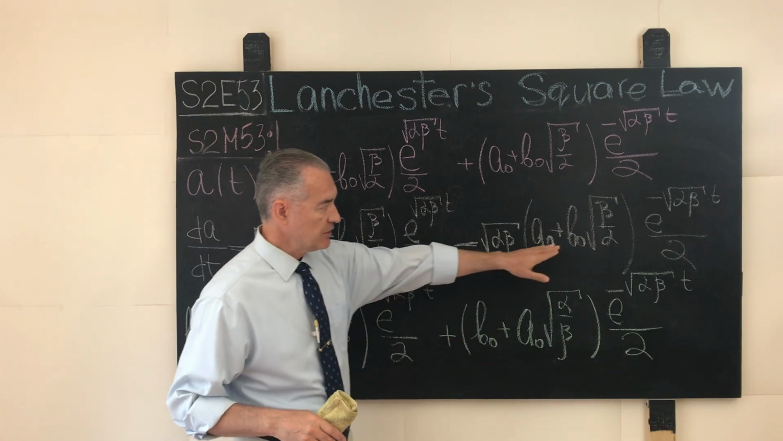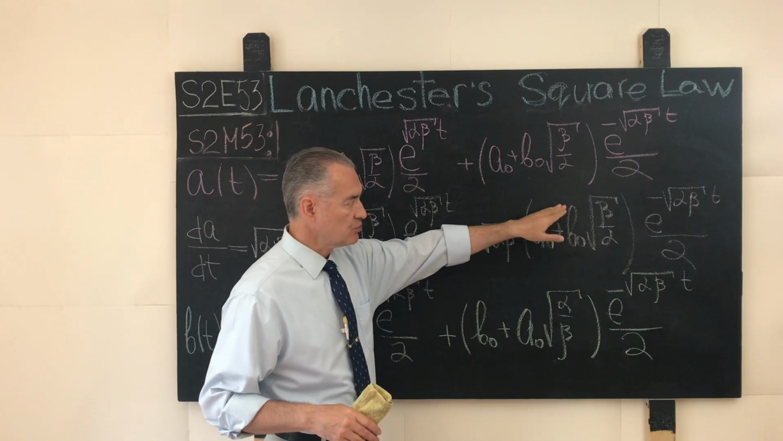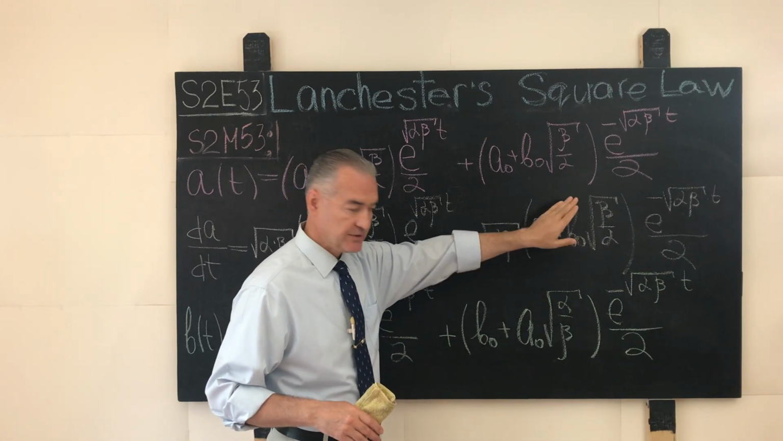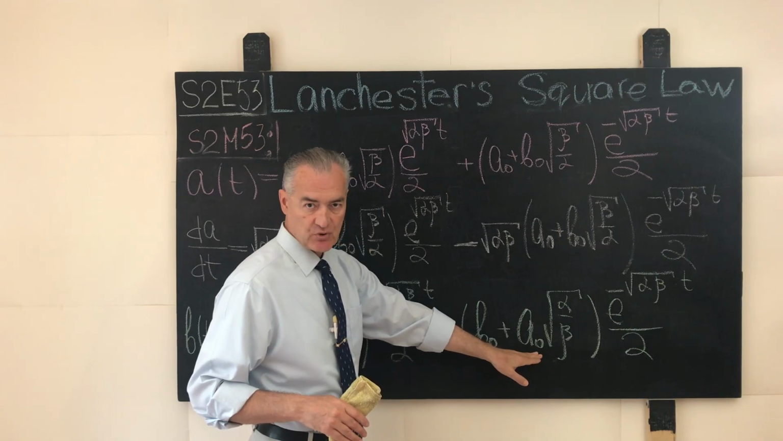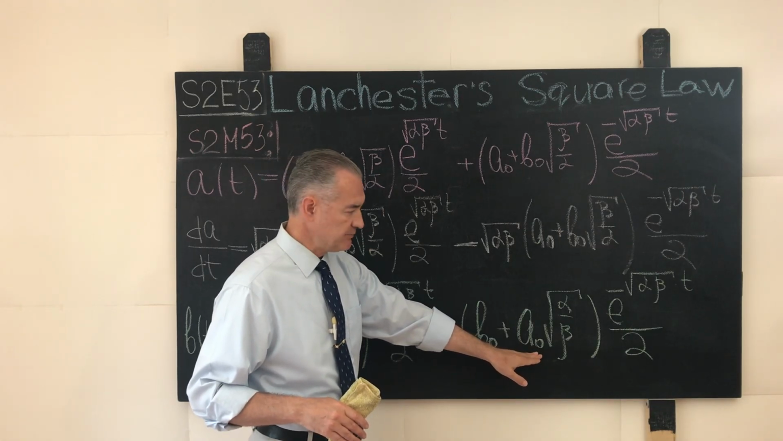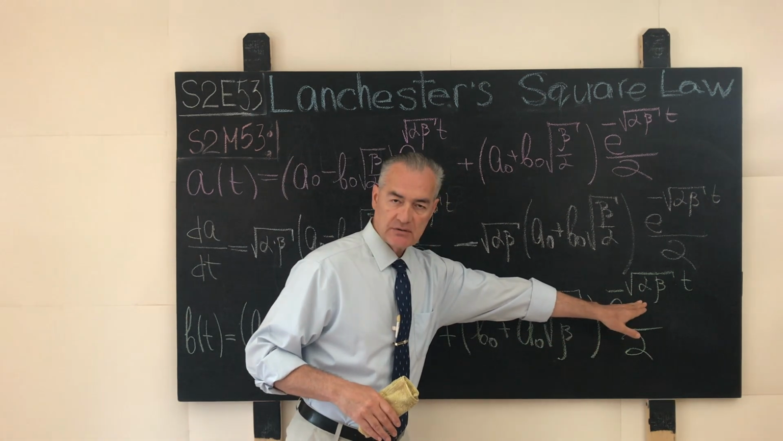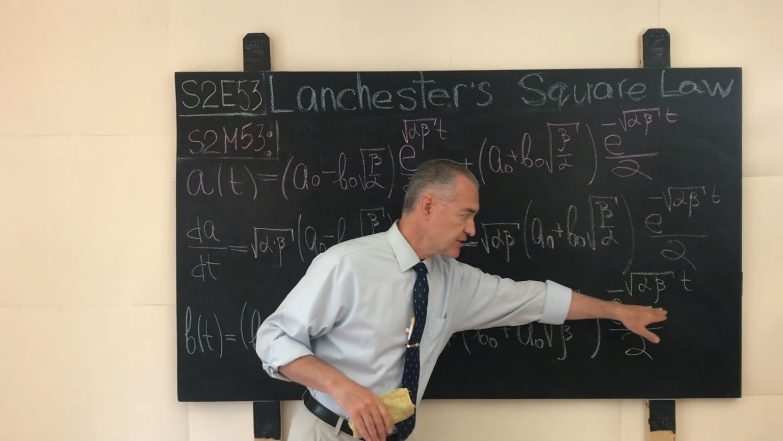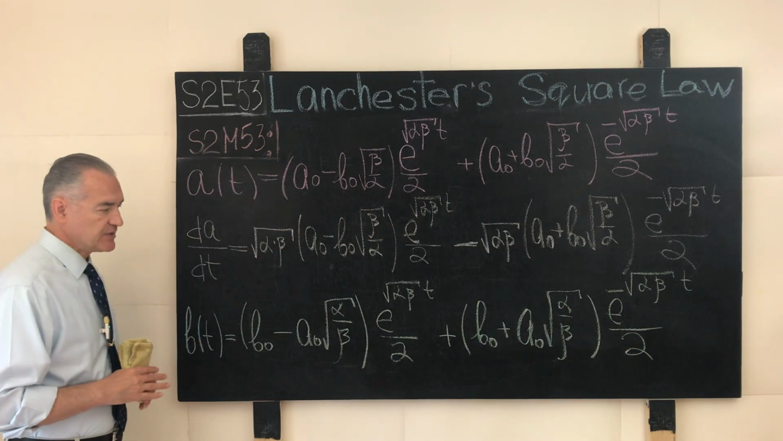b0 gets cleared because this coefficient will be multiplied by what? By square root of alpha over beta. This is cleared, and then A0, the initial number of the fighting units of the army B, gets married to square root of alpha over beta. Here the coefficient in front of the time with the negative exponent remains the same as it was.